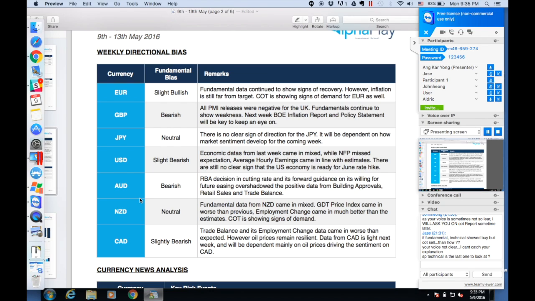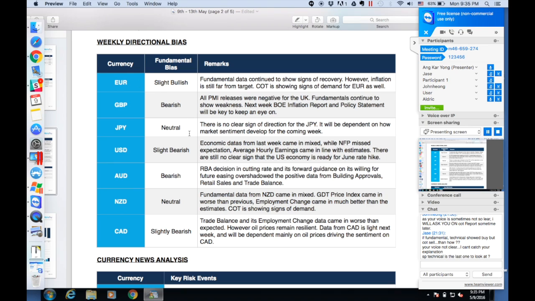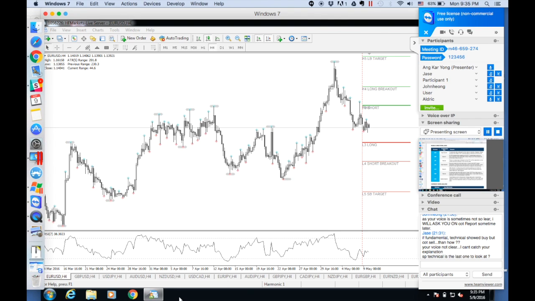Okay, so go back to the example of euro dollar. We can see that the bias is like this. So we go over to the chart, and we already know that we are bullish on euro and bearish on dollar. So what we want to do is find where we can buy this particular pair. In order to do that, you want to start adopting the 4 strategies that we teach you.